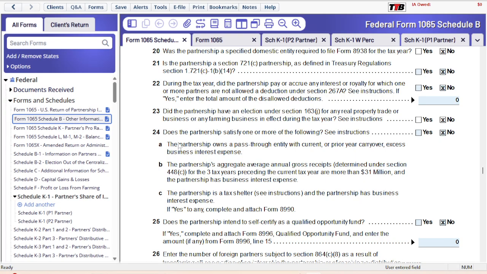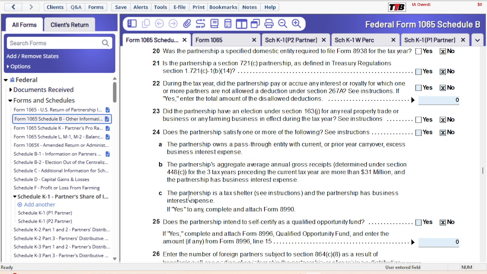23, no. Does the partnership satisfy one or more of the following? The partnership owns a pass-through entity with current or prior year carryover excess business interest expenses. The partnership's aggregate average annual gross receipts for the past 3 years is more than 31 million. The partnership is a tax shelter. So if you satisfy one or more, you will click yes.